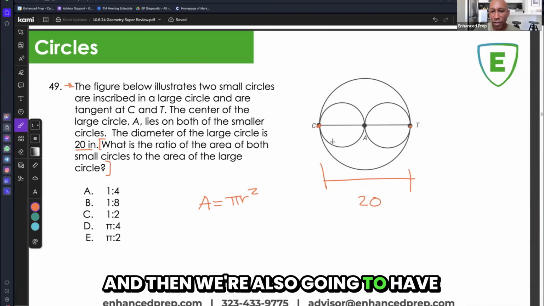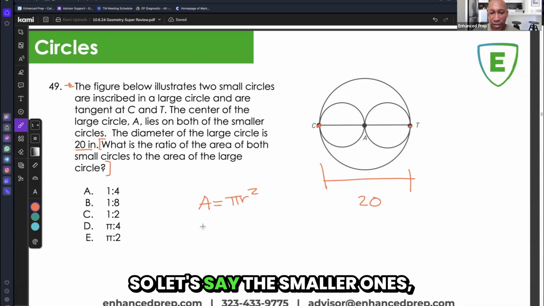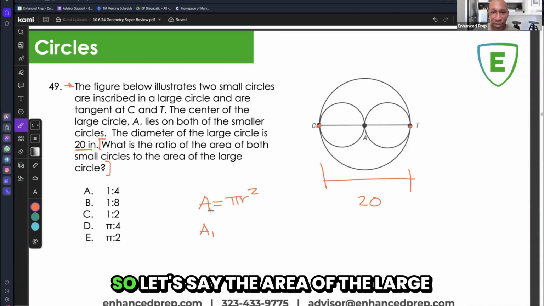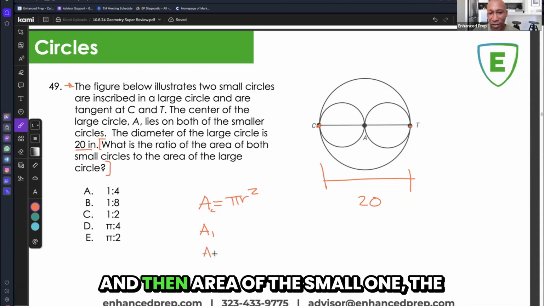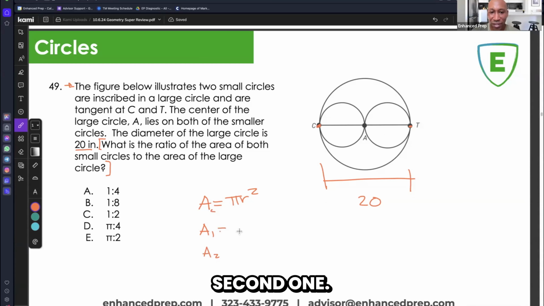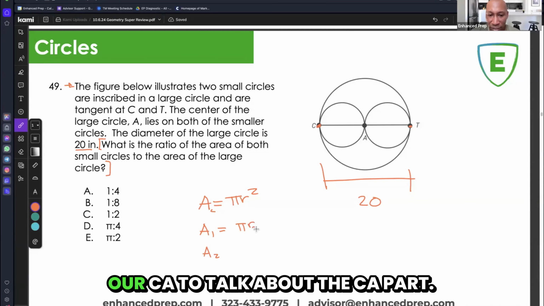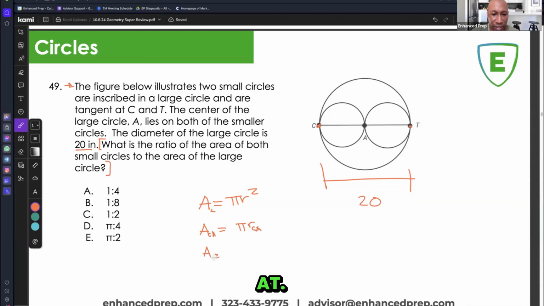And then we're also going to have the smaller ones, right? So let's take the area of the large one, the area of the small one, the first one, and then the area of the small one, the second one, right? So they're all going to have pi r squared. I'm going to call this pi r CA to talk about the CA part, and then I'll call the other one AT, okay?